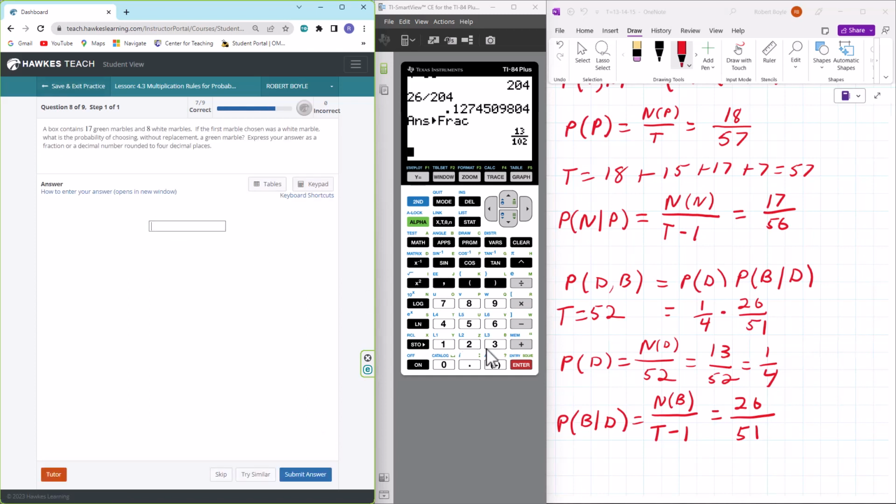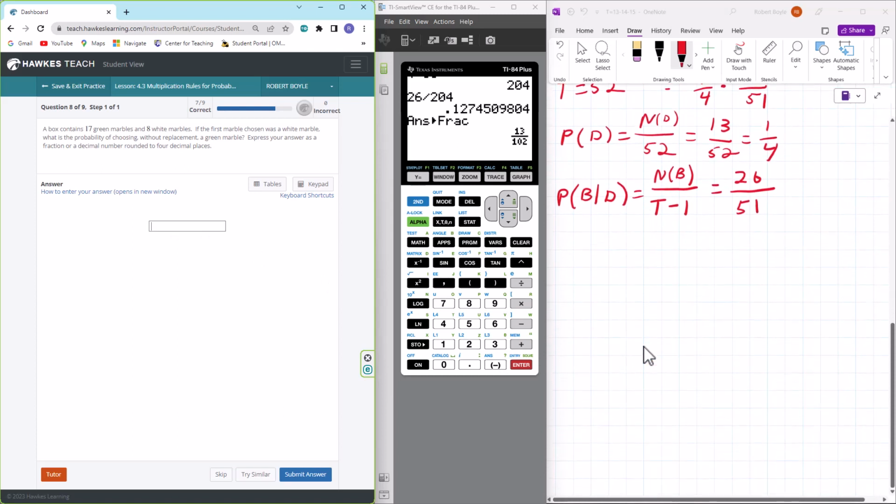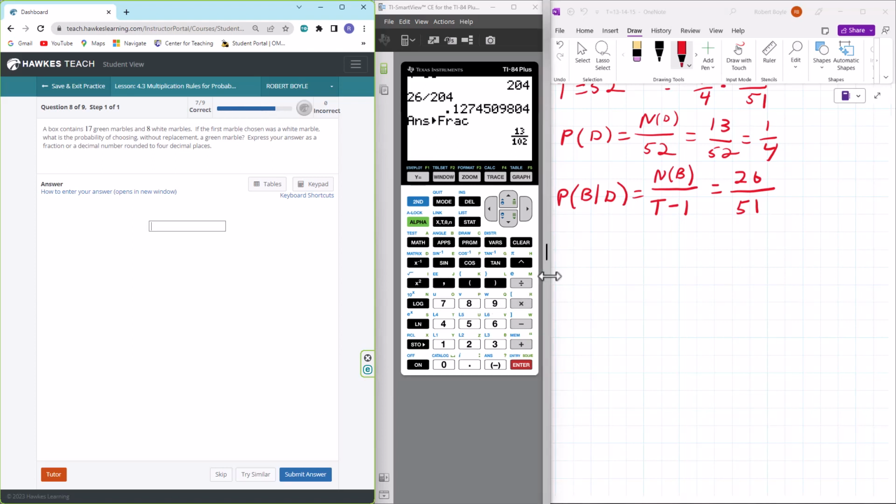Now these 2 you need to be careful about and understand what they're asking for. So here we have a box that contains 17 green marbles and 8 white marbles. If the first marble chosen was white, what is the probability of choosing without replacement a green marble? Okay, so they're telling you the first marble is already white. They're not asking for the probability of that. That already happened. So this is a conditional probability problem. They want you to determine the probability of choosing a green marble given that you already chose a white marble.